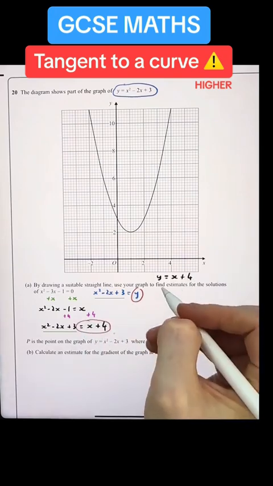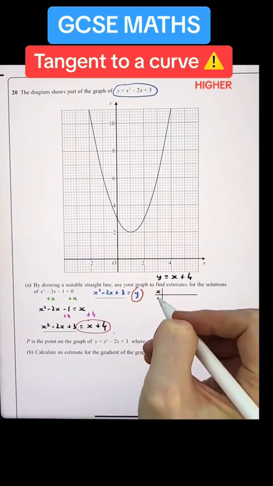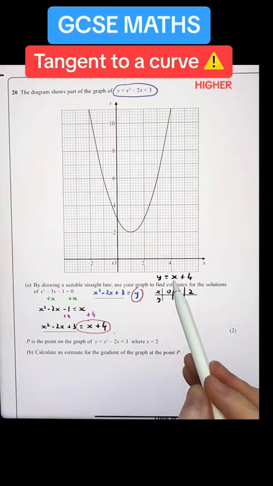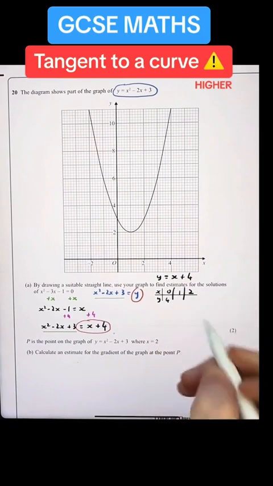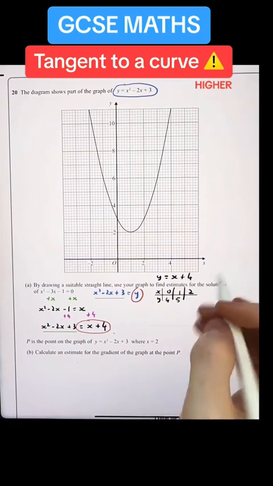When drawing a straight line, we can draw a table of values. We always have x on the top and y on the bottom. I only need 2 points to draw a straight line. So if x is 0, substituting in, well, 0 add 4 gives us y to be 4. If x is 1, well, 1 add 4 gives us 5. And if x is 2, 2 add 4 gives us 6.